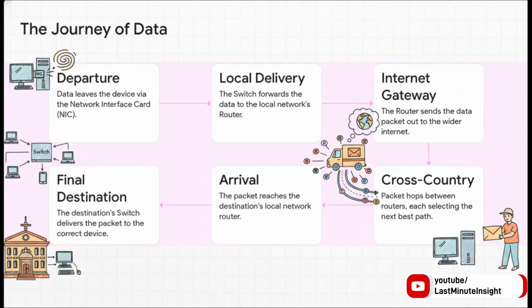That's the mail slot. Then your local switch, the mailroom, directs it straight to your router, that's the main post office. From there, your router shoots it out onto the internet highway. And now it's hopping from router to router to router, each one making a split-second decision about the next best step. It finally arrives at the destination's local network, where their switch makes that final personal delivery to the correct device. And the craziest part? This all happens in the blink of an eye.